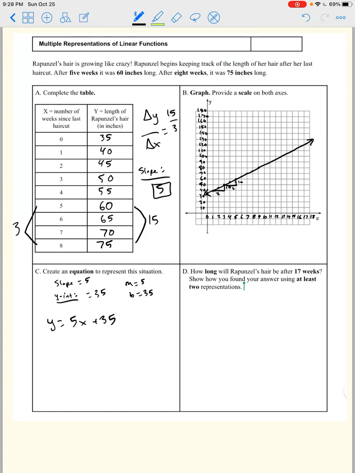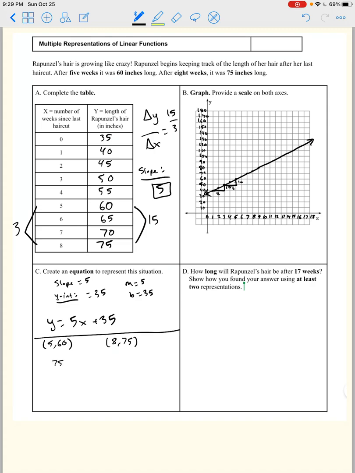But also, say we didn't want to start with our table. What if we were just given our original info and we wanted to start with the equation right away? Some people might like to do that instead. Let me just show you how you would do that. Well, we were given that after 5 weeks, it was 60 inches long. After 8 weeks, it was 75 inches long. So one way we could do it is using that glorious method, using 2 points to solve.